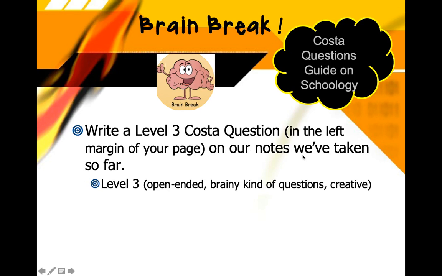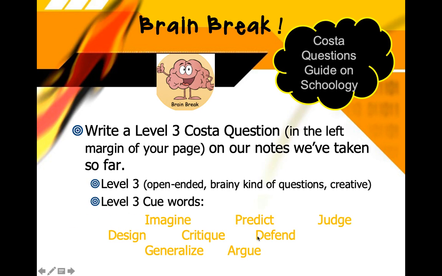So now you're going to do a level 3 kind of question. Open-ended, brainy, creative kinds of questions. Things like defend learning about the atom. So let's say that there was someone that was like, you can't teach atoms in chemistry class anymore. Defend why we should be able to teach it. Or design an early model of an atom, like before we knew about protons or something like that. That might be kind of one. Or predict what's inside a proton, neutron, and electron. That might be kind of thing. So some type of level 3 question. Go ahead and write your own. You can use these ideas, or you can use that Costa Questions guide on Schoology.